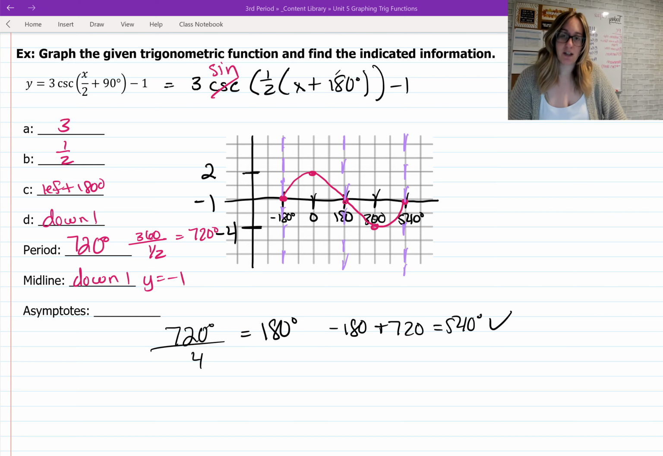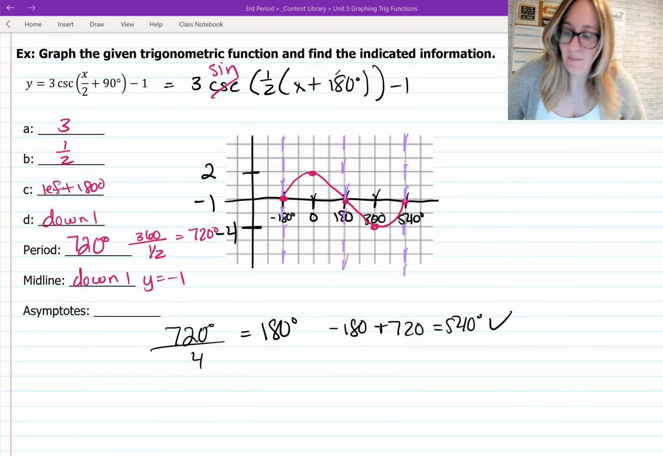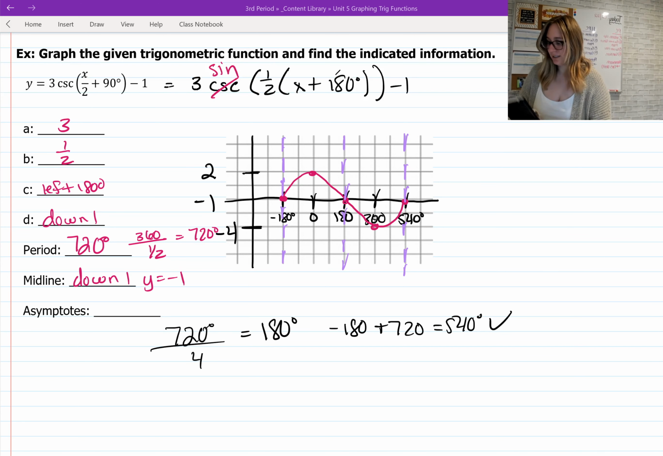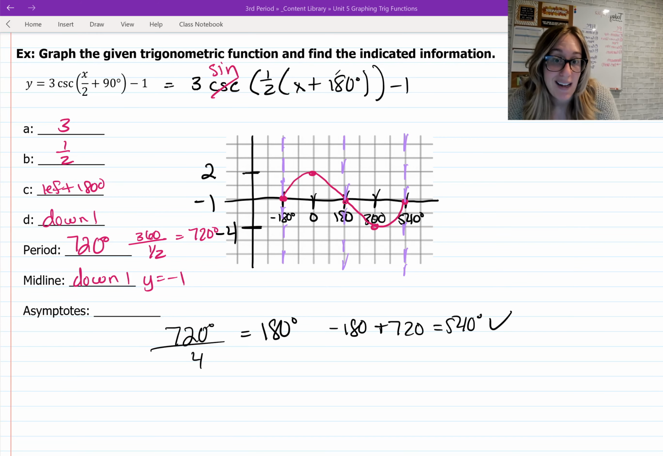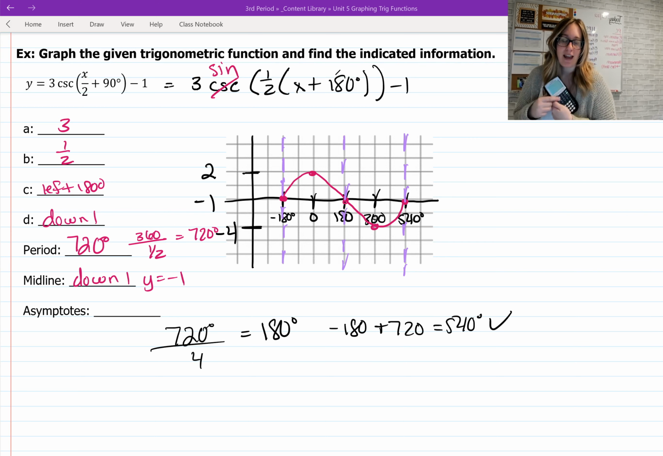Now, if you want to double check to make sure that your asymptotes are in the correct place, it's an easy check. You want to go to your calculator and make sure that you get zeros when you plug in these values for x. And I'm going to do it with sine since we don't have a cosecant button on our calculator. So if I type into my calculator 3 times the sine of 1/2 of (180 plus 180), close parentheses, minus 1, I should end up with the point negative 1, if we're in the correct mode, which we should be in degree mode. 3 sine of 1/2, and then 180 plus 180, close, minus 1. And we are at minus 1, right?